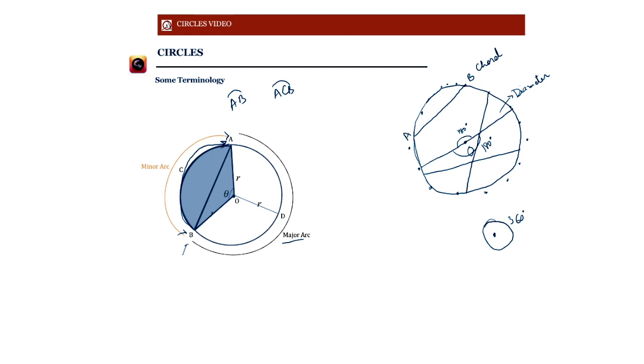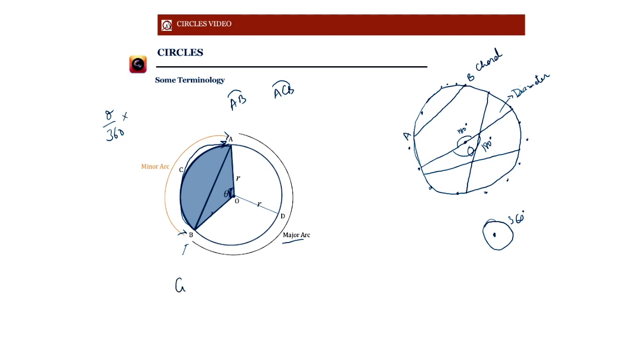As we discussed, this entire central angle is 360 degrees. So let's say the arc AB subtends an angle theta at the center. If we join A and B to O, then the angle formed is theta at the center. Then the length of this arc AB is a fraction of the entire circumference. What fraction is it? It is theta upon 360 of the entire circumference.